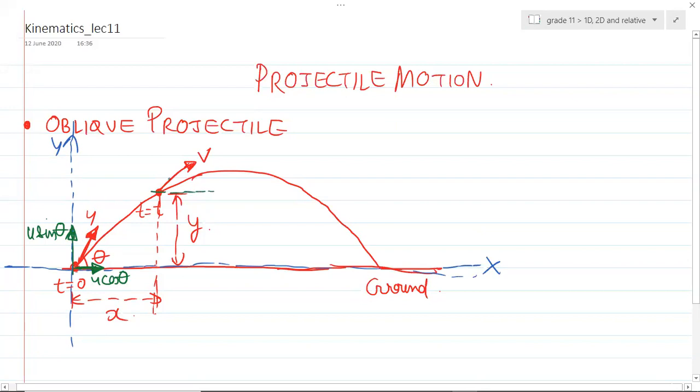Here the angle will change. Let's say the angle will become phi. So here the x component of the velocity will be v cos phi, and the y component of the velocity will be v sin phi. Can you see the differences, guys? Cos theta, here the angle was different, but still cos component. Any doubt?